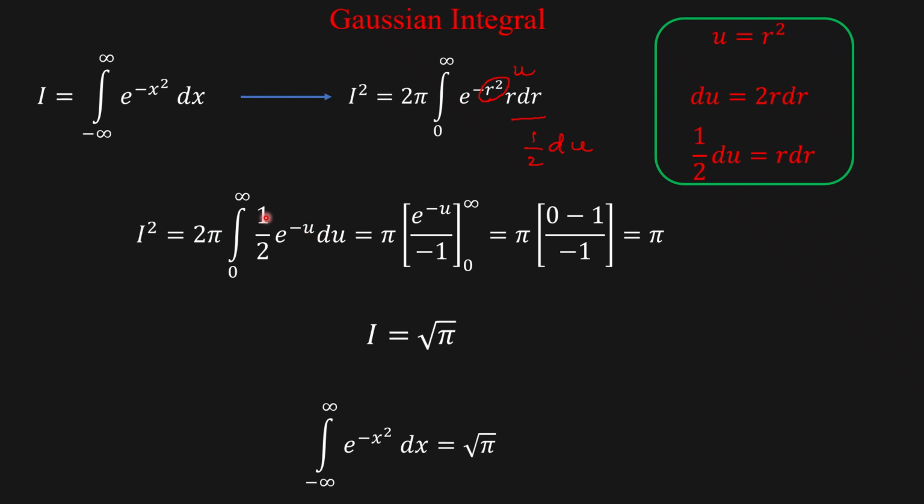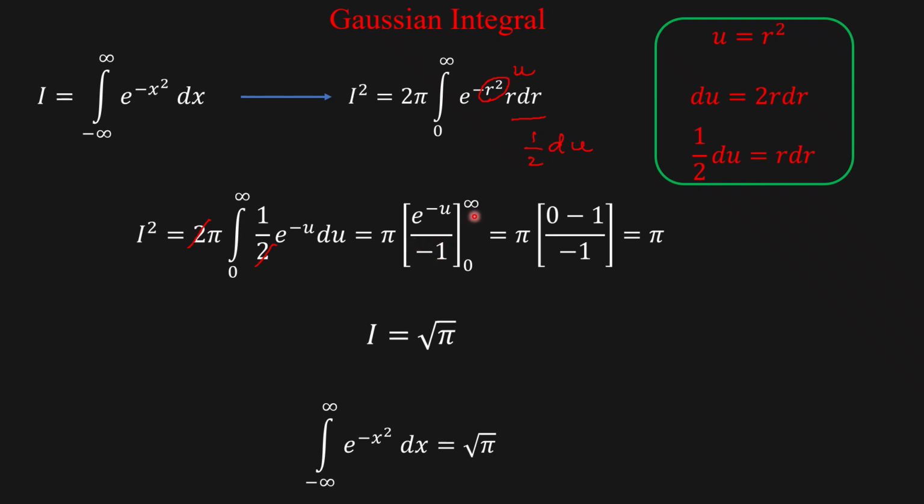r will become half du. Then e power minus r squared becomes e power minus u. So now you can see this 2 and this 2 will get cancelled. So you will get pi, and if you integrate e power minus u with respect to u, you will get e power minus u over minus 1, because if you integrate e power minus u, you will get 1 over minus 1.